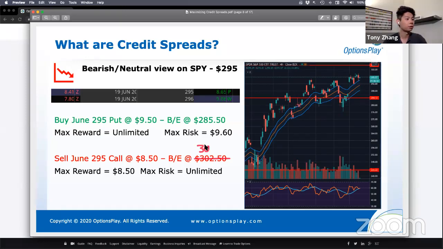So again, my math has been really terrible today, and I apologize for this, and I will update these, but it's 303.50 because 295 plus $8.50 is 303.50. So my break-even price is actually $1 higher than I originally put on the spreadsheet. So you have a lot of wiggle room when you're selling a call option to be wrong on the direction and still make money.